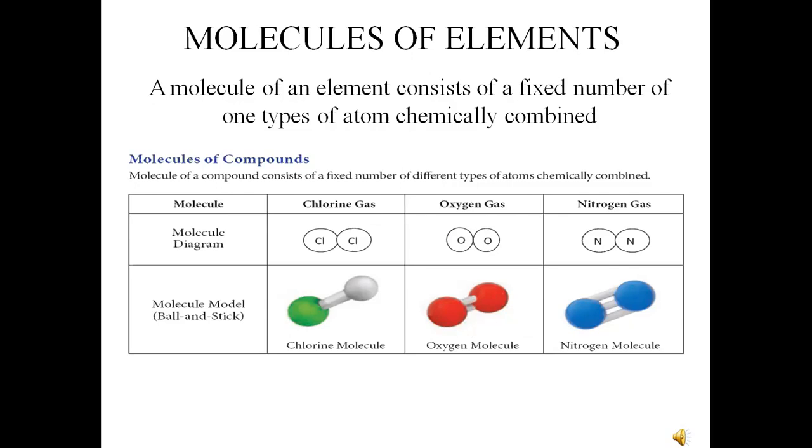Chlorine molecule is Cl2 and oxygen molecule is O2. One ball is an atom, another ball is another atom. So oxygen has two atoms, O2, and nitrogen also has two atoms. These are the chlorine molecule, oxygen molecule and nitrogen molecule.